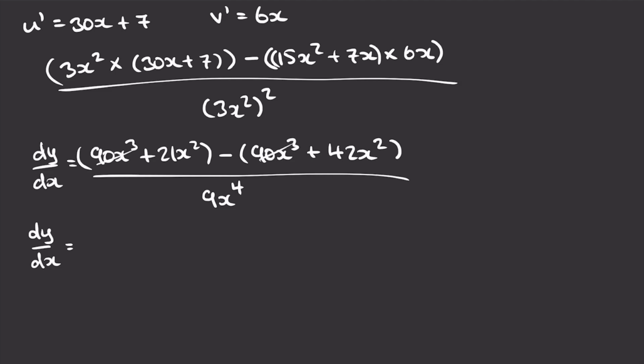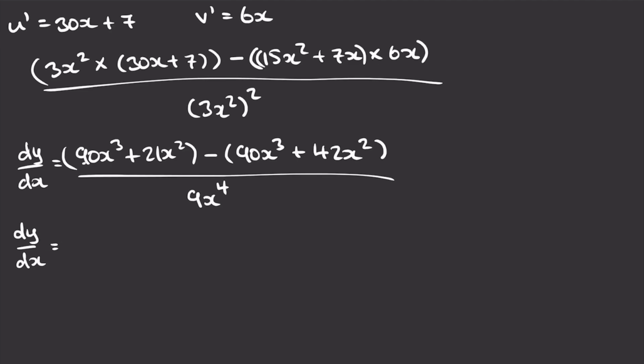Okay, so now we have this part, we can further simplify and say dy by dx equals, these two will cancel out, right? Because 90x cubed subtract 90x cubed is 0. So we just cancel these out here. And we're left with 21x squared minus 42x squared, which is simply negative 21x squared all over 9x to the 4. Now, if the question doesn't ask you to simplify, then you can just leave your answer as this.